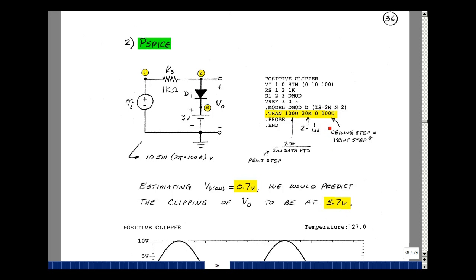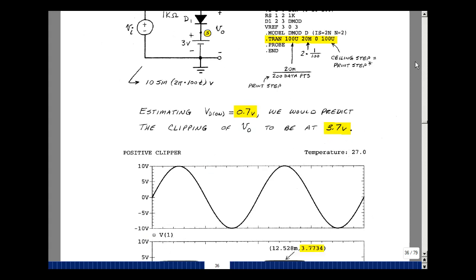The program also will squeeze down. So if a result starts to change between one point and another, it will also then squeeze that down to a smaller print step and then give you a more accurate result. This is like for a real fast switching waveform. Let's see what we get as a result. If I assume that the diode on voltage was 0.7, and with 3 volts here, I expect it to clip at 3.7. Let's see what it does.